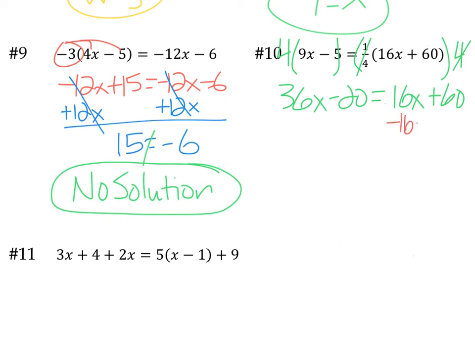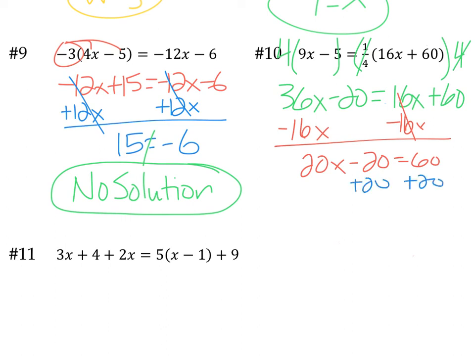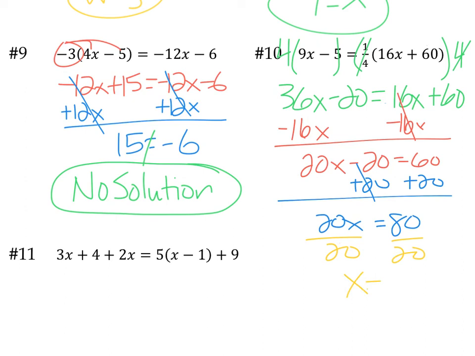We subtract 16x on both sides. And we get 20x minus 20 equals 60. And if we add the 20 on both sides, we get 20x equals 80, which then if we divide by 20 on both sides, we get x equals 4, which is the same answer we had the other method.